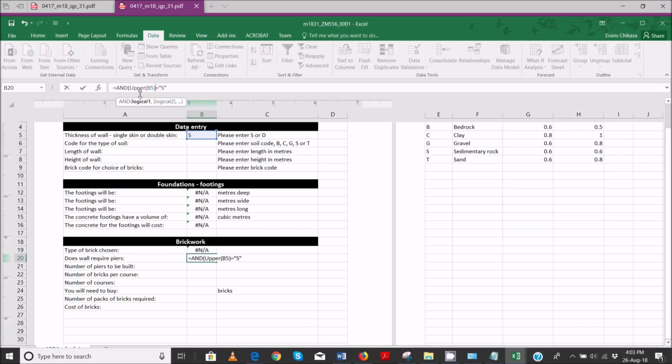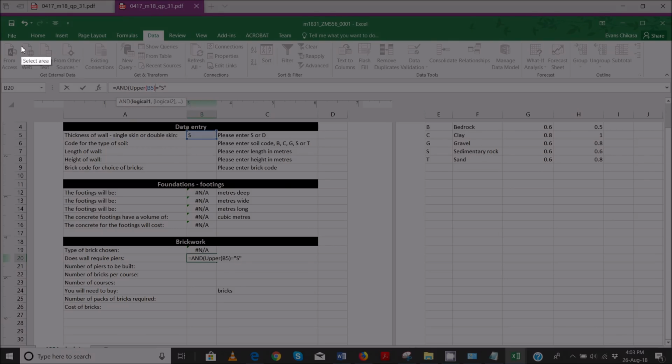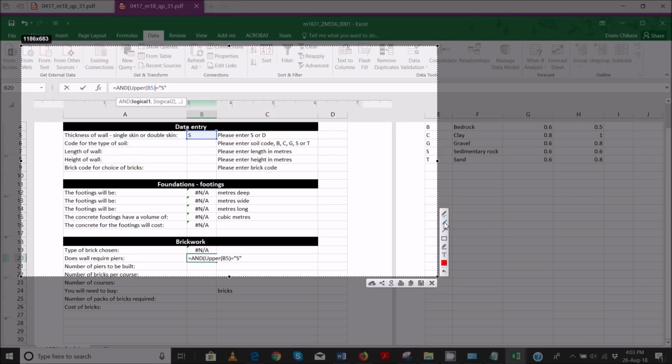Notice what I've done here, guys. This is very important. I've added upper. So if upper B5, in other words, whatever is found here, whether it's small letter or uppercase, convert it to uppercase and compare it to an uppercase S. So suppose somebody enters small letter s, it will be converted to uppercase so that it can be matched with this one. So that's very important.